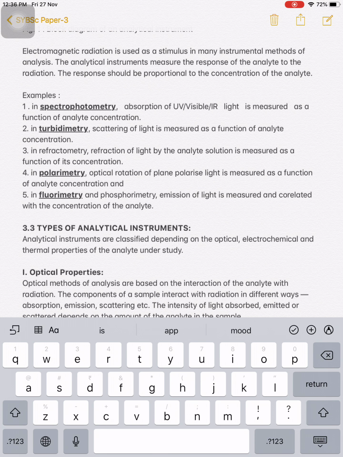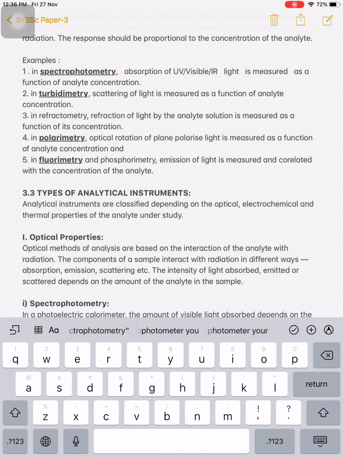Now see the first example here, spectrophotometry. In spectrophotometry, absorption of UV or visible or IR light is measured as a function of concentration of that analyte. So how much UV, visible or IR light is absorbed by that component is correlated with the concentration of that component. The second is turbidimetry. Scattering of light is measured as a function of analyte concentration. How much light is scattered from that component of that solution is given by turbidimetry.